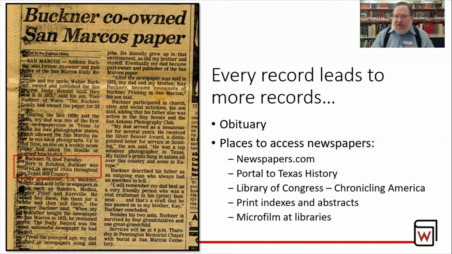So as a reminder about newspapers, where to access those, we have newspapers.com, which we use here in the library, Portal to Texas History, which is a free site on the internet, also Chronicling America of the Library of Congress. There are print indexes and abstracts and collections, and also microfilm you might find in our library.